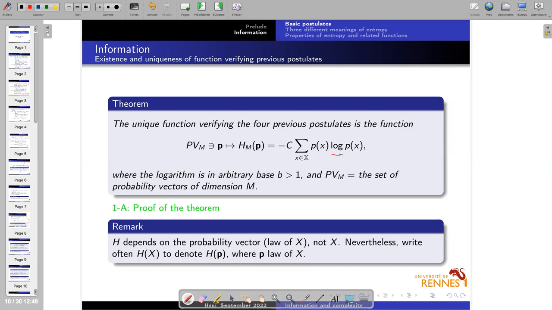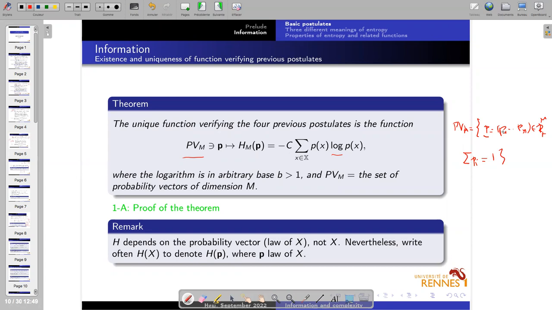Now, this set here is the set of probability vectors of dimension m. So this PVM is just the set of vectors with m components that are positive and such that the sum of the components is equal to one. So this set is called PVM, the set of probability vectors of dimension m.